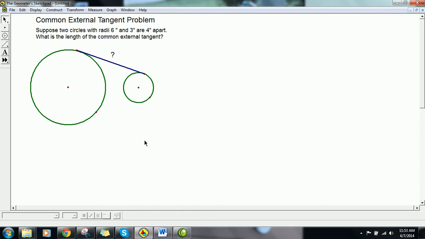So what I want to do right now is to show you two types of problems. They're a little bit complicated, and they use either radius perpendicular to tangent or the two-tangent theorem. The first type of problem is called a common external tangent problem.